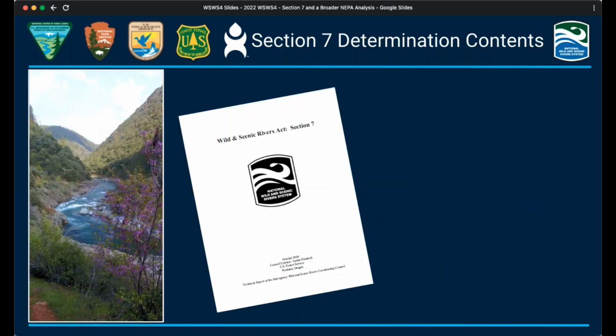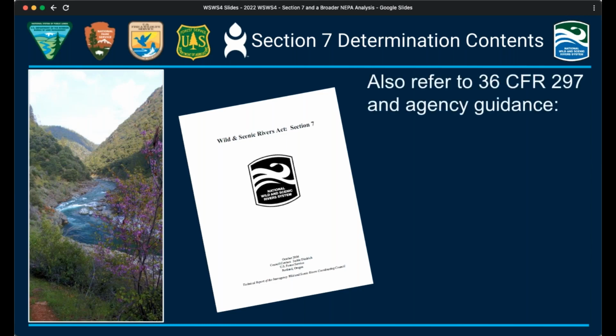The Interagency Wild and Scenic Rivers Coordinating Council has an excellent technical paper on section 7 that provides guidance for evaluation procedures and creating a determination. The federal land management agencies also have agency-specific guidance and examples. The Forest Service regulations found at 36 CFR 297 have been held by at least one federal court as governing the implementation of section 7 requirements for all river administering agencies.